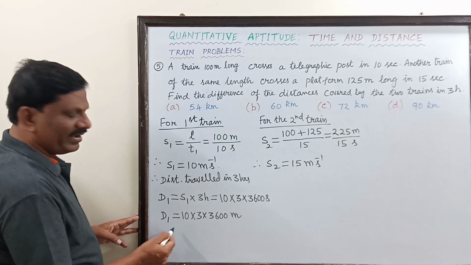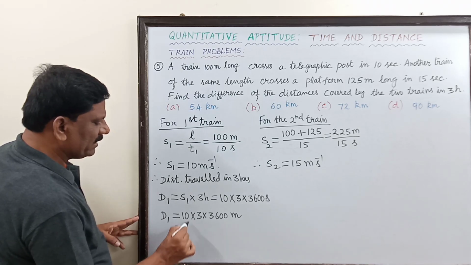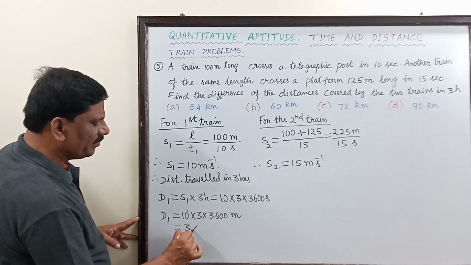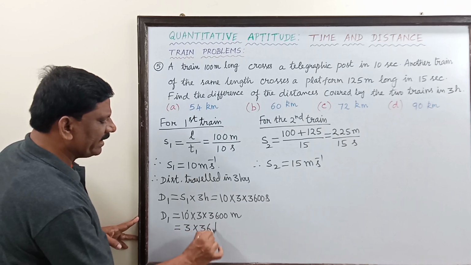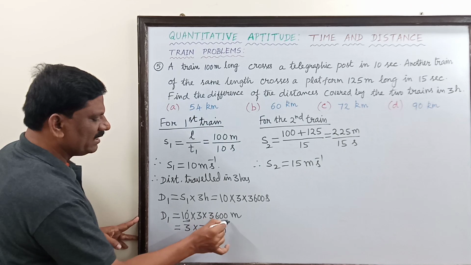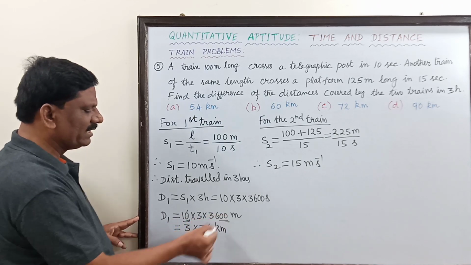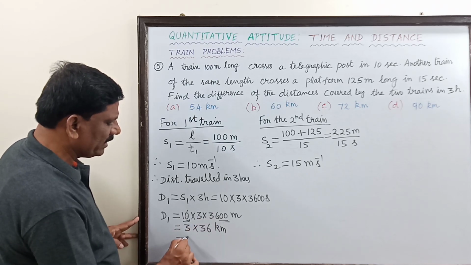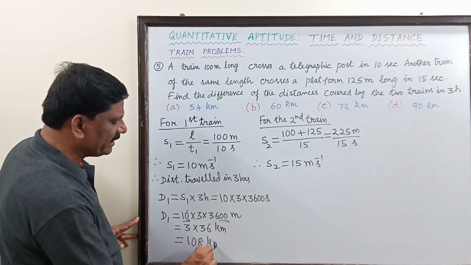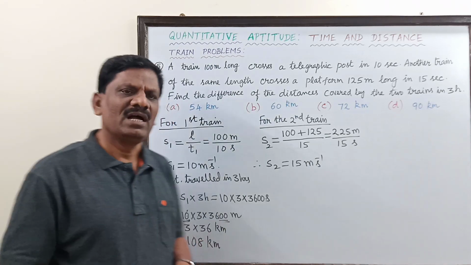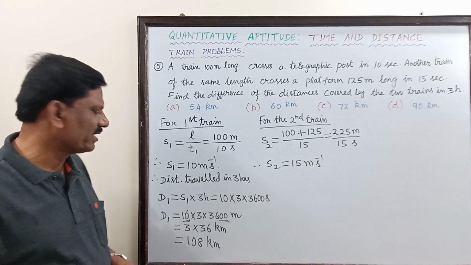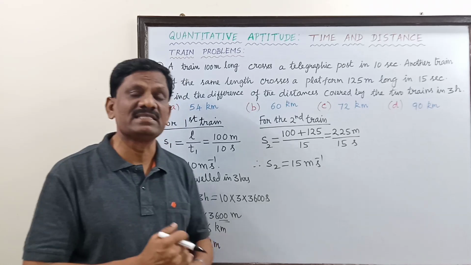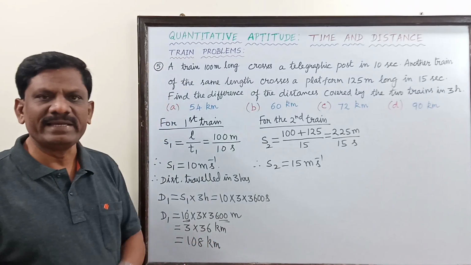Now in kilometer, if I convert, this 10 into 3600 will become 36,000 meters. So this is 3 multiplied by 36 kilometer, because 1000 meter is equal to 1 kilometer. So 3 into 36 kilometer is equal to 108 kilometer. Just conversion of meter into kilometer I have done, that's all. So the distance travelled by the first train in 3 hours is equal to 108 kilometer.